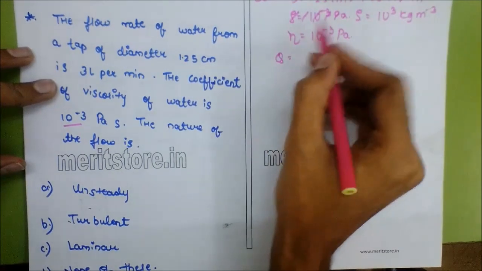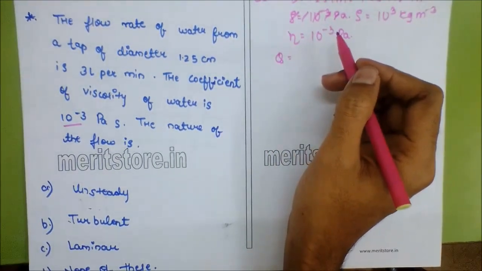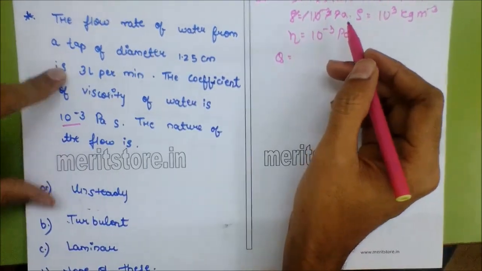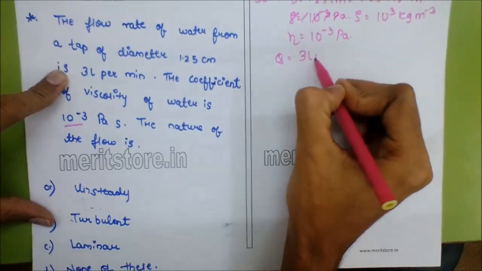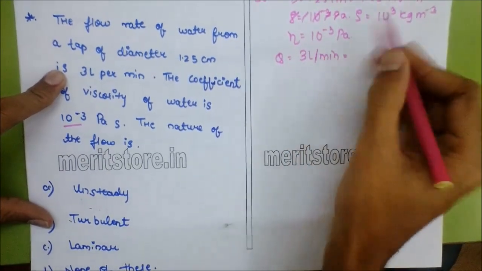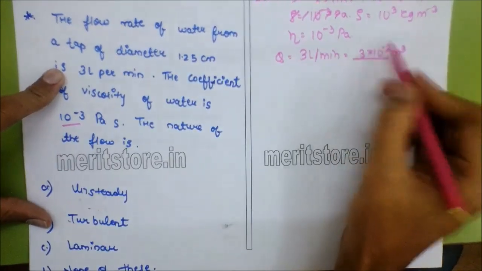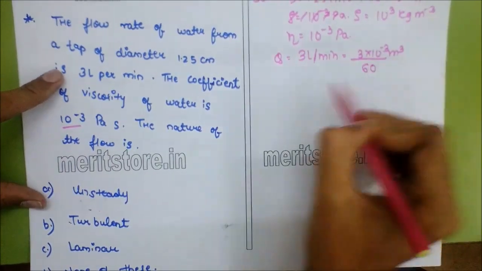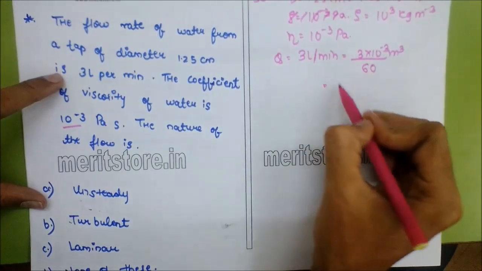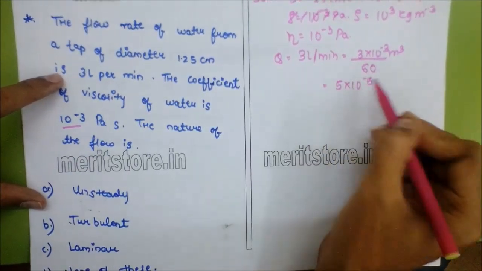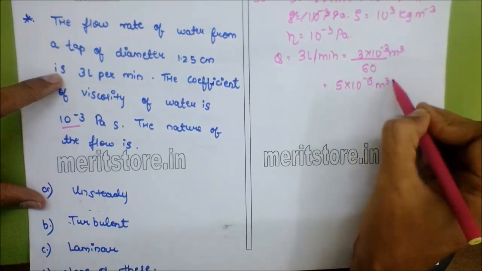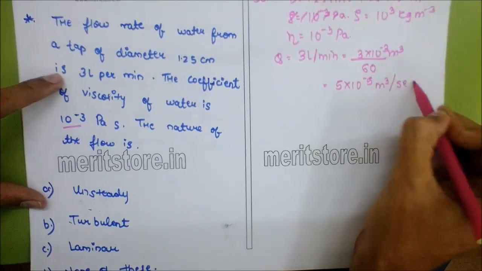So we will find Q, that is the amount of volume of the liquid flowing through the tube per second. We have 3 liters per minute, so we will have 3 into 10 raised to minus 3 meter cube per minute. Then converting it to seconds, we divide it by 60. So we have 5 into 10 raised to minus 5 meter cube volume of liquid flowing per second.